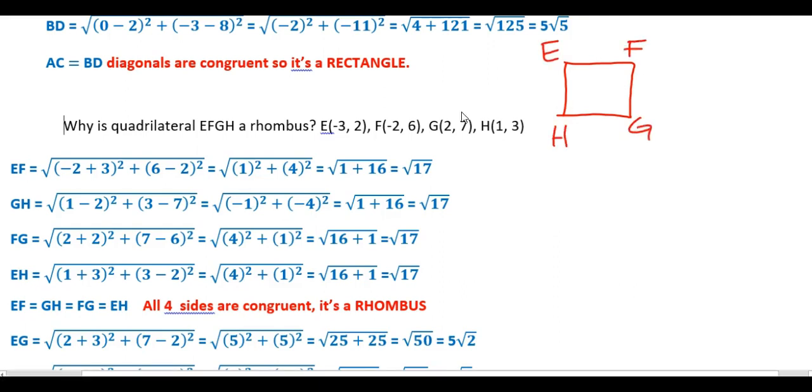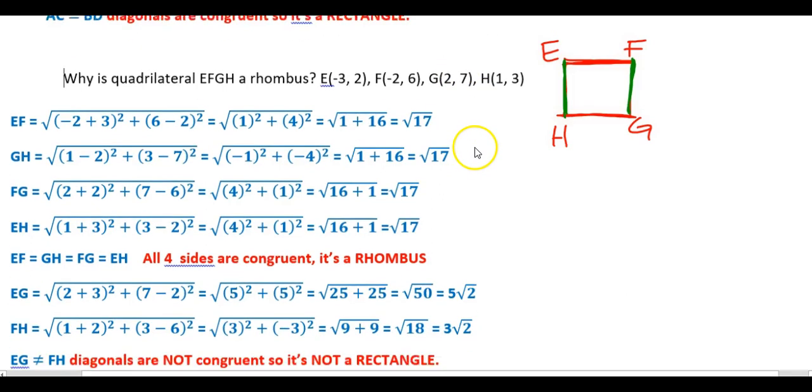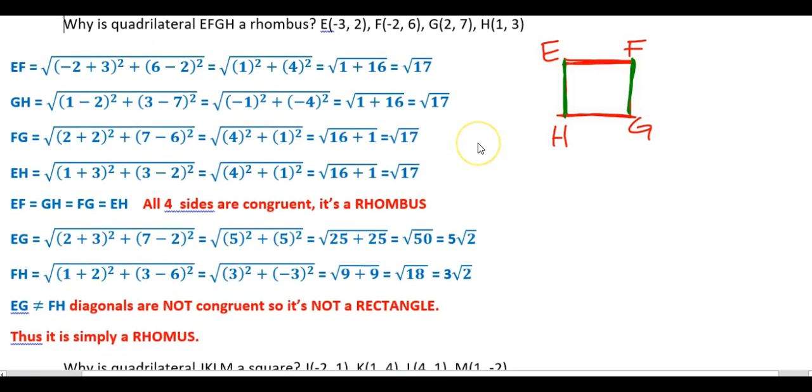Again, we're going to compare EF to GH, those are opposite sides, and we're going to compare EH to FG, because those are opposite sides. When I do that, I find out that all 4 of them are the square root of 17, which means EF is equal to GH is equal to FG is equal to EH. So all 4 sides are congruent, so we can say it's a rhombus.